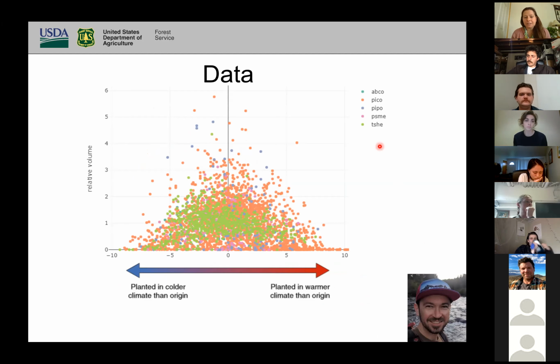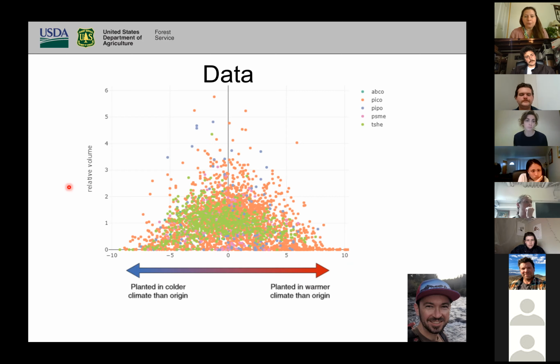So Joe gathered up a ton of data, and that's the point of this slide, is just to show off all the data and also to walk you through the axes, because we'll see several graphs like this coming up soon. So this is that same transfer distance. So this is zero change in temperature. I think he was using Tmax on these analyses, the maximum temperature. So these are planted in a warmer place. These are planted in a colder place.